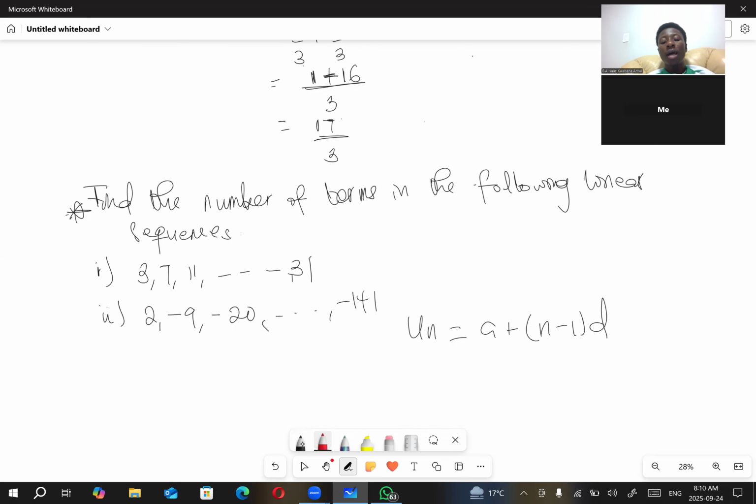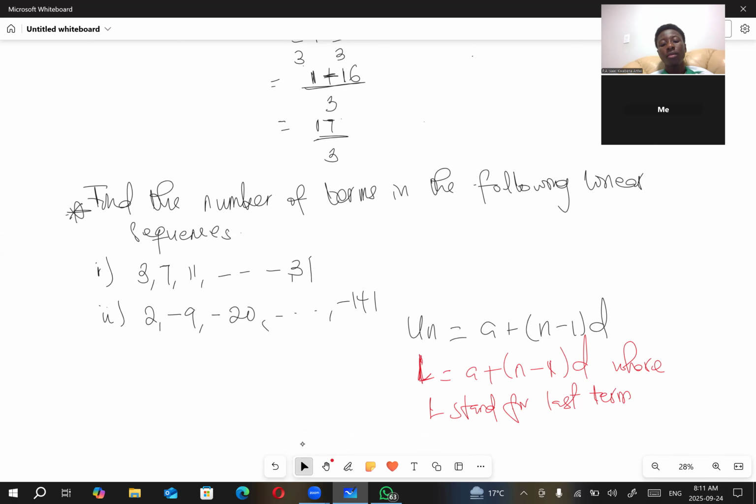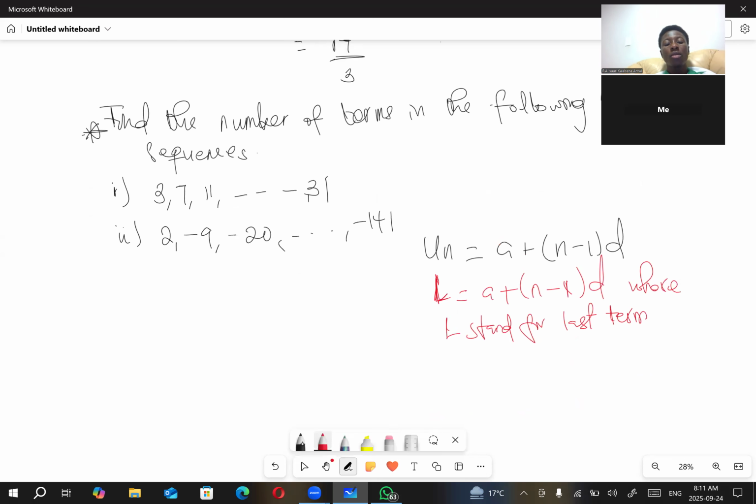There is another formula I didn't give you, and you are being introduced to it now. Whenever you have the last term, you can use this formula: L equals a plus (n minus 1)d, to find the number of terms, where L stands for the last term. So this question says find the number of terms.